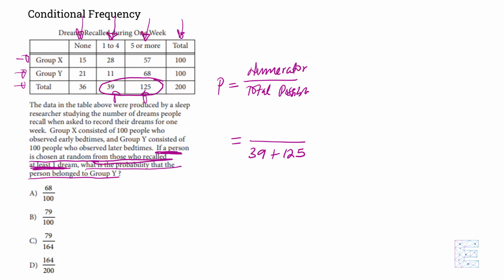And then the restriction that we were given is that those people have to come from Group Y. So that is 11 and 68 combined. And that's going to be our numerator, 11 plus 68. So quick arithmetic will make sure that you get 79 over 164, which makes C the correct answer to this question.